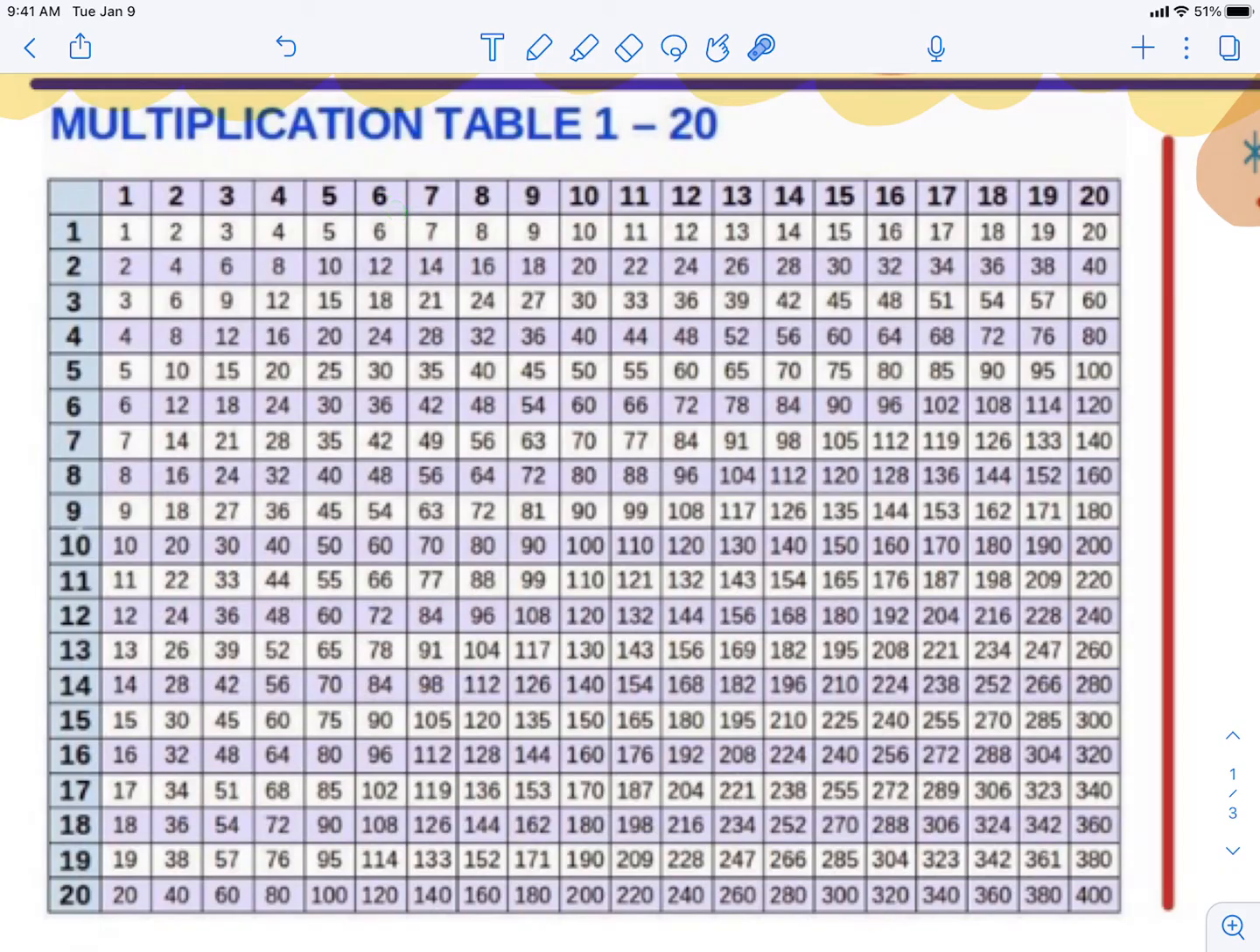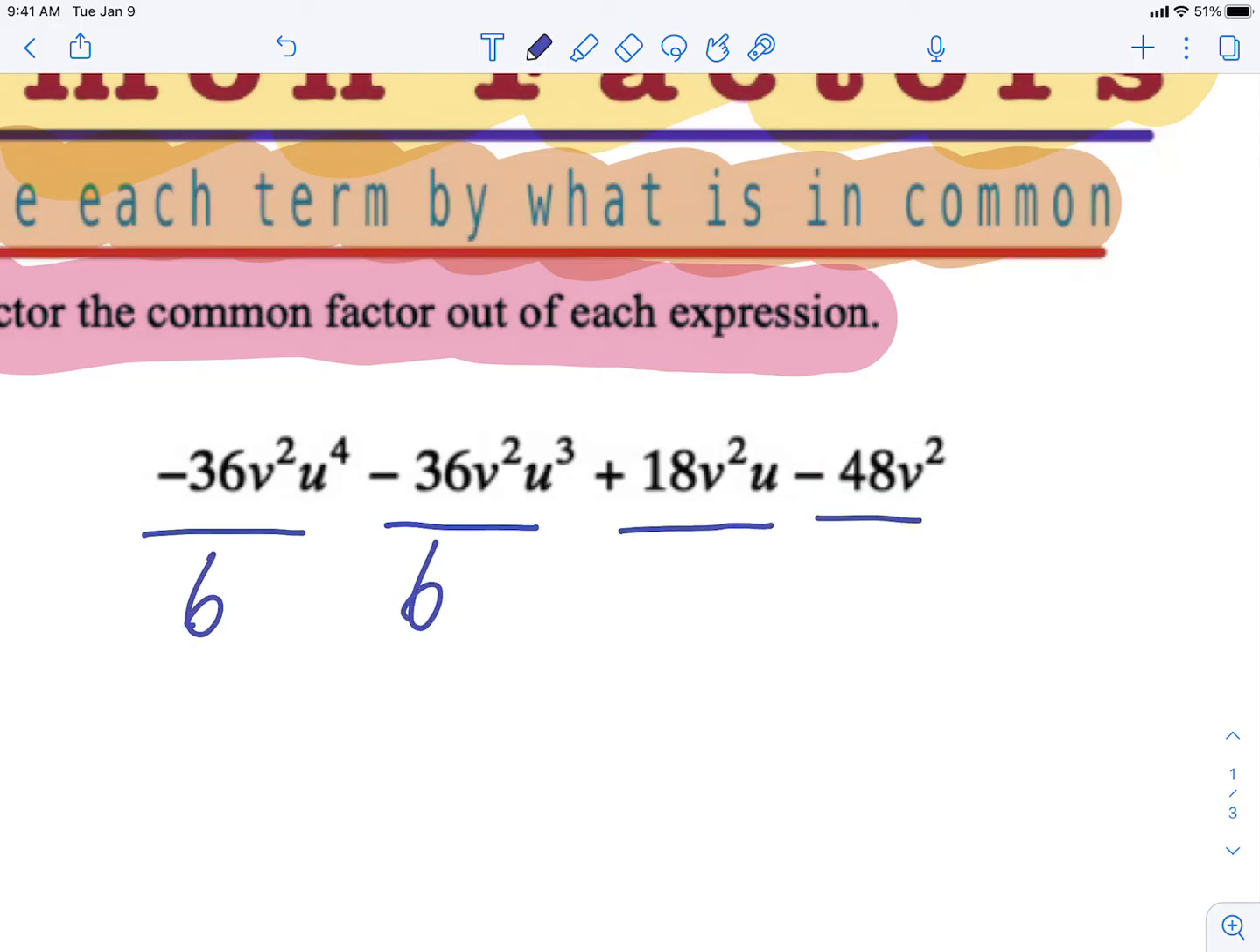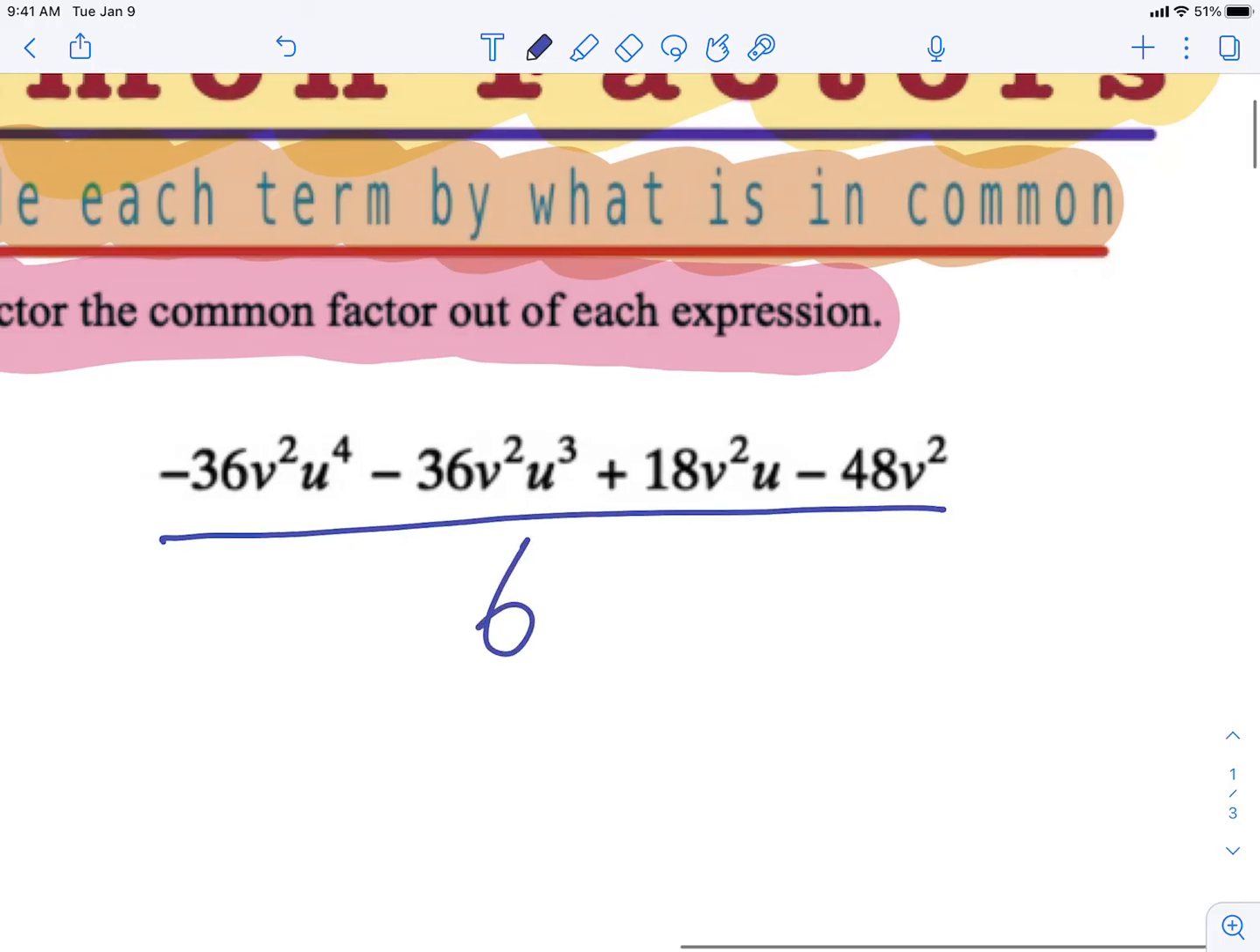Under 6 here, I see 18, I see 36, and I see 48. Look at that. On 6, I see 18, 36, and 48. So 6. So we're going to divide all 3 of these terms by 6. Let's do it the easy way, where we do one long division and we're going to divide by 6. Now I see some negative, negative, and negative here, so I'm going to take out negative as well.